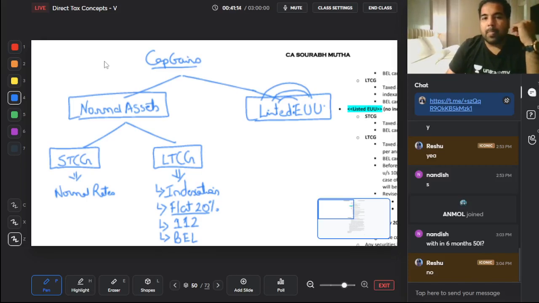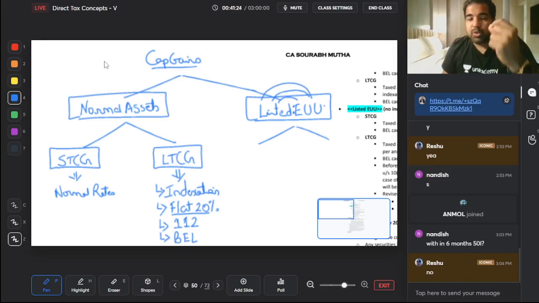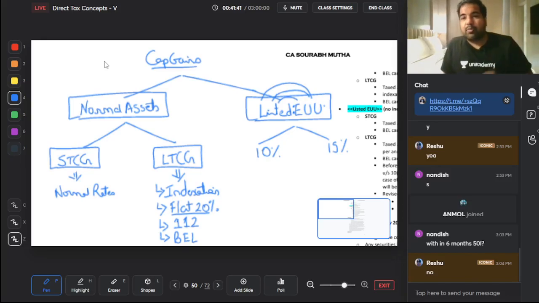Now here guys, this is basically listed securities. Yes. So whenever you want to buy shares guys, do you know what time is the most auspicious time to buy shares? The most auspicious time to buy shares is in the morning at 10:15. Why at 10:15? Because the rates are 10% and 15% on listed UU. That's the shortcut guys. The most auspicious time to buy listed UU is 10:15 because 10% and 15%.